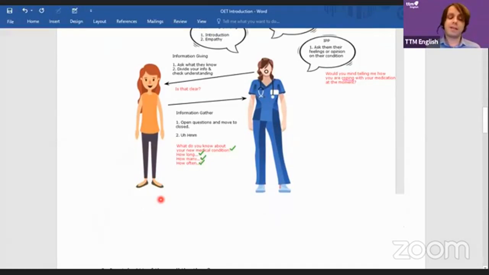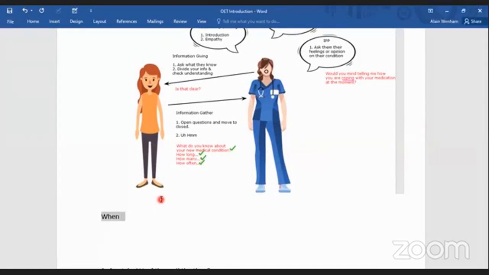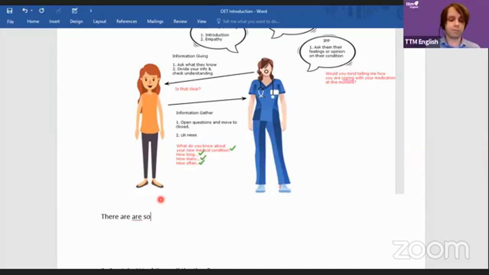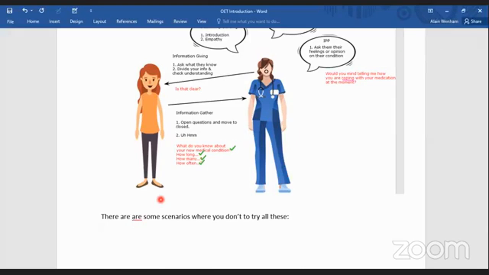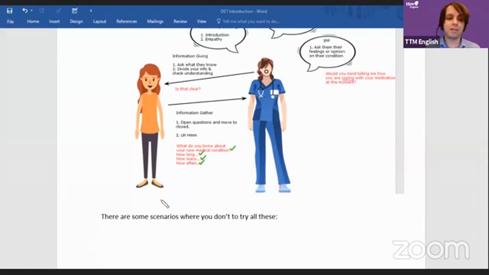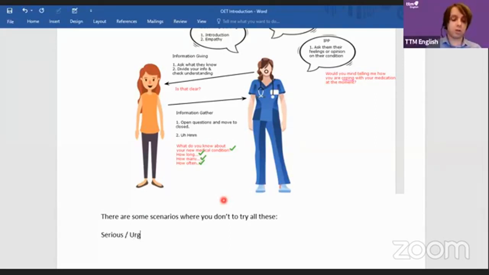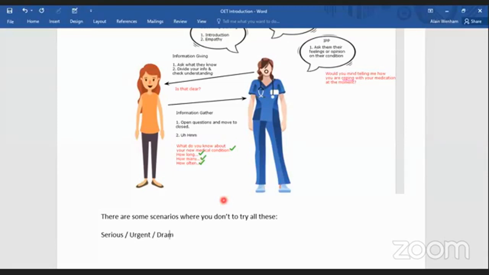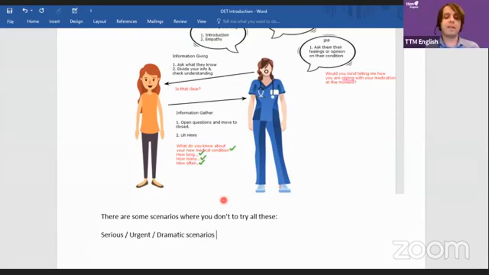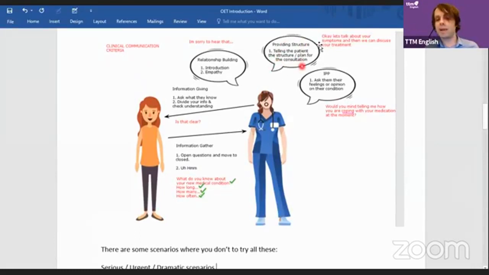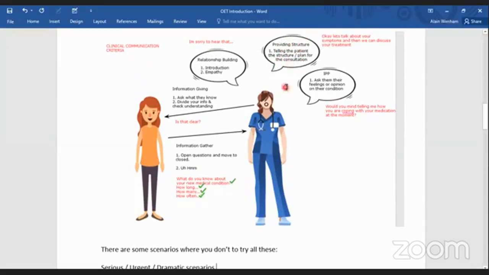But I would say we were talking about this in class, weren't we? When should we not? There are some scenarios where you don't need to do all these. In serious situations. Is everyone clear on this? Like if you're dealing with someone whose father has just died, right? Sometimes in serious or urgent, dramatic scenarios, you don't want to do a lot of providing structure. Let's talk about why not. Make sure we all understand.